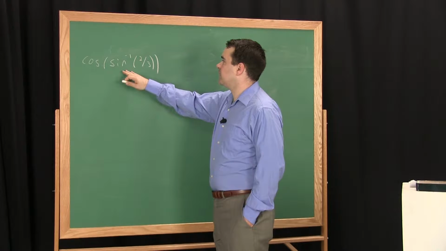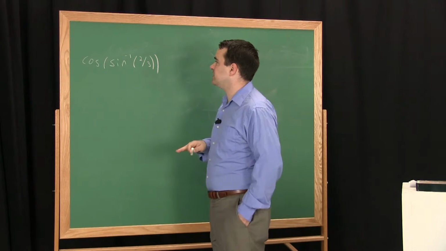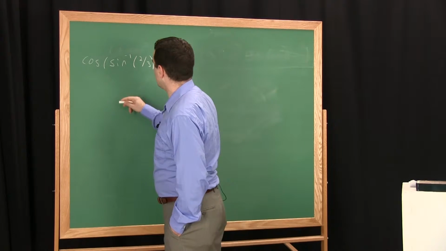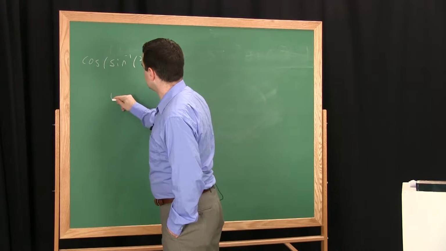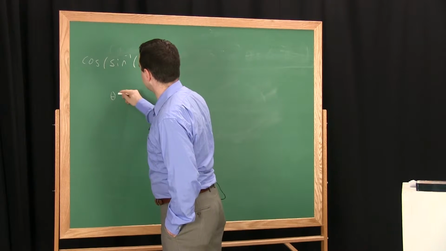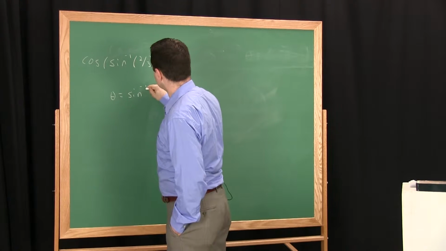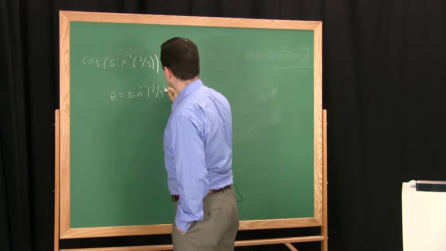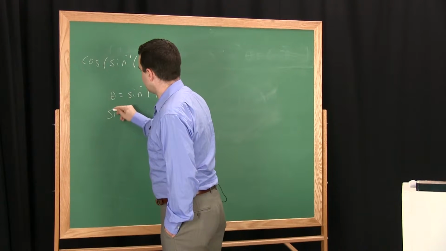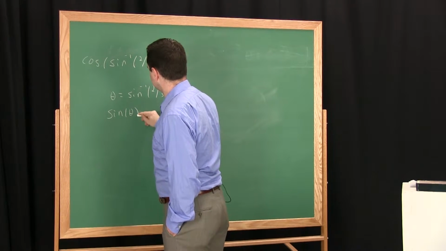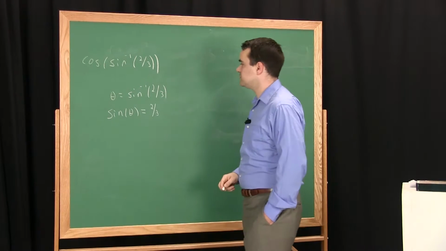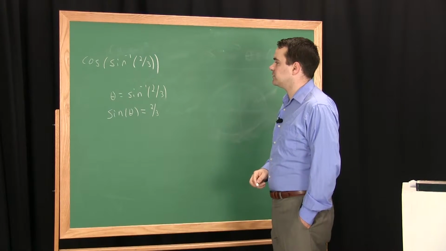So first of all, what does sine inverse mean? This is the arcsine function. So what this means is sine inverse is supposed to be an angle. Let's call it theta. And by definition, this is the angle so that sine of theta equals 2/3. And I want to find the cosine of that.